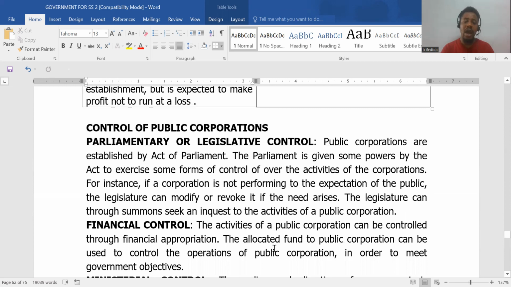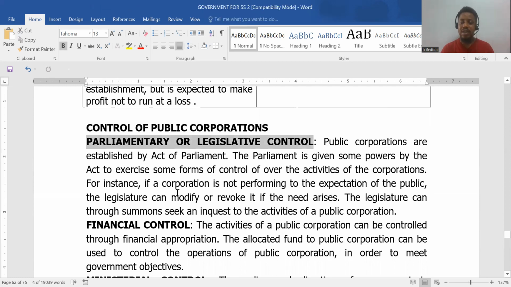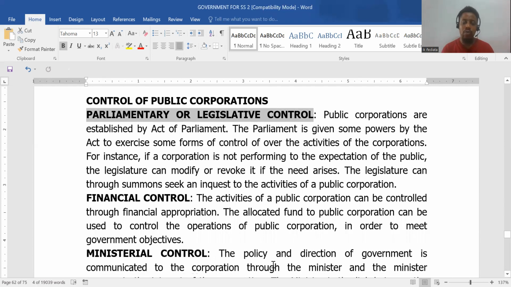Now, how is the public corporation controlled? You have the parliamentary control or legislative control. They can summon the ministers in charge of this public corporation if there are issues that have to do with underperforming, mismanagement of funds and whatsoever. Now, the activities of public corporation can be controlled through financial appropriation. Allocation of funds to public corporation can be used to control them. So they can either be given a certain amount to check how money is used, or it can be withdrawn. It all depends on the scenario, right? So the releasing of funds is used to checkmate how the public corporation spends or manages their finances.